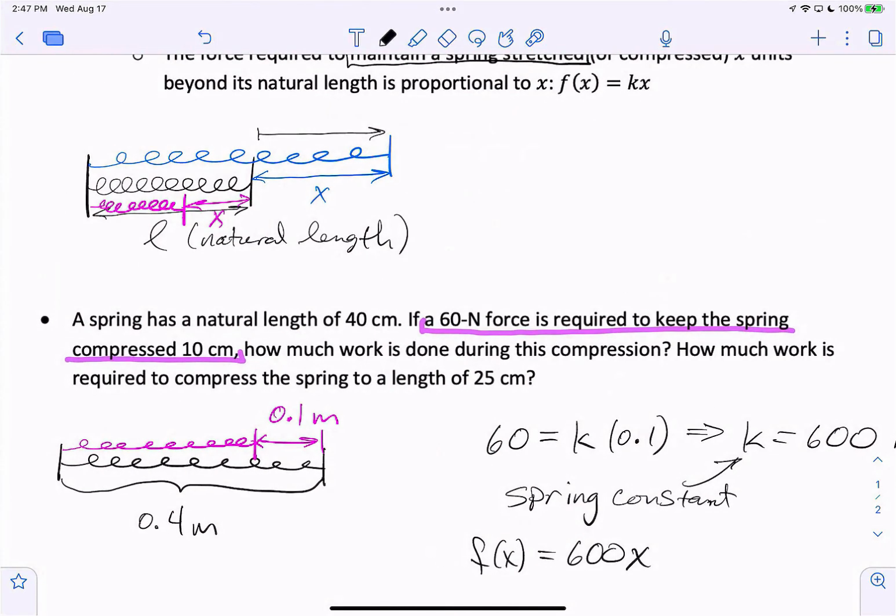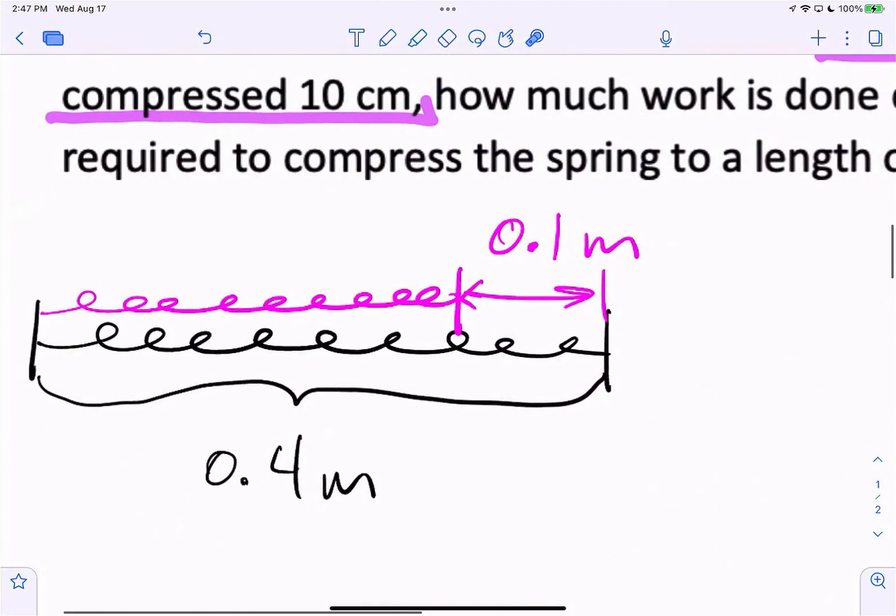Now let's talk about work done during the compression. So the idea is the spring started out this long, right? So from here to here. And then I'm going to change this arrow because I want you to think about the idea of compressing. Because of what Hooke's law says, it took less force to compress this spring at the very beginning of its journey than at the very end of its journey. The more I compress it, the harder it is to compress.